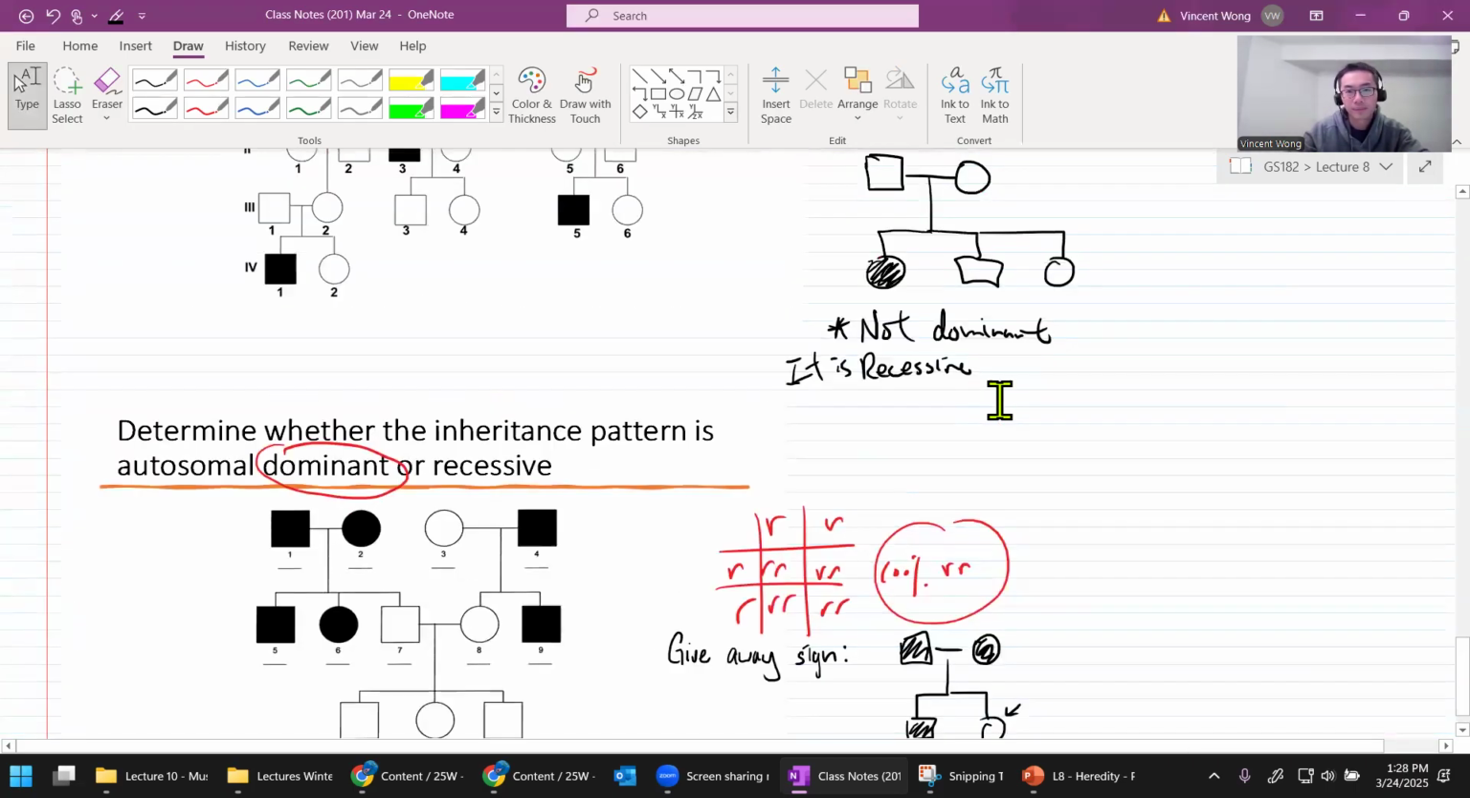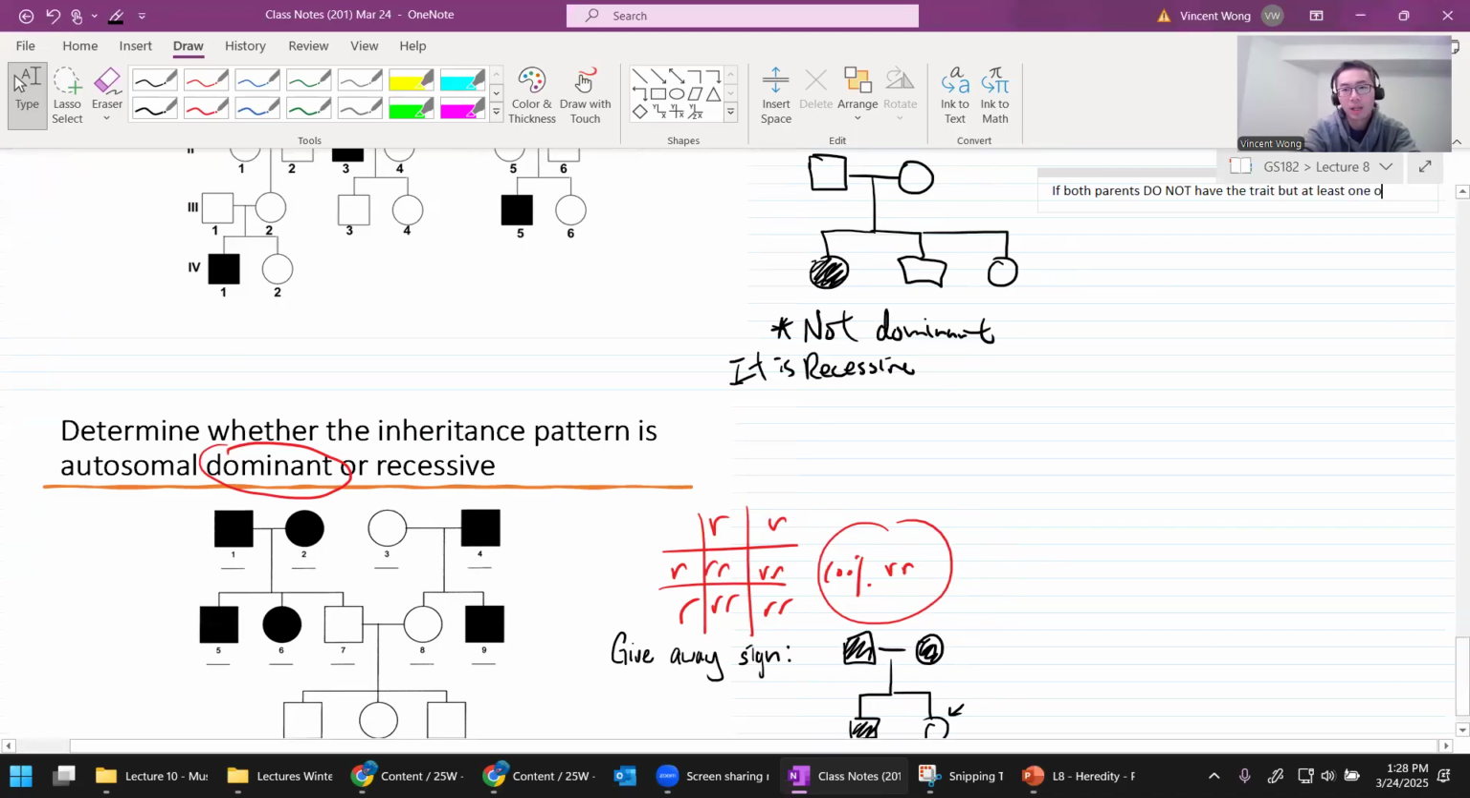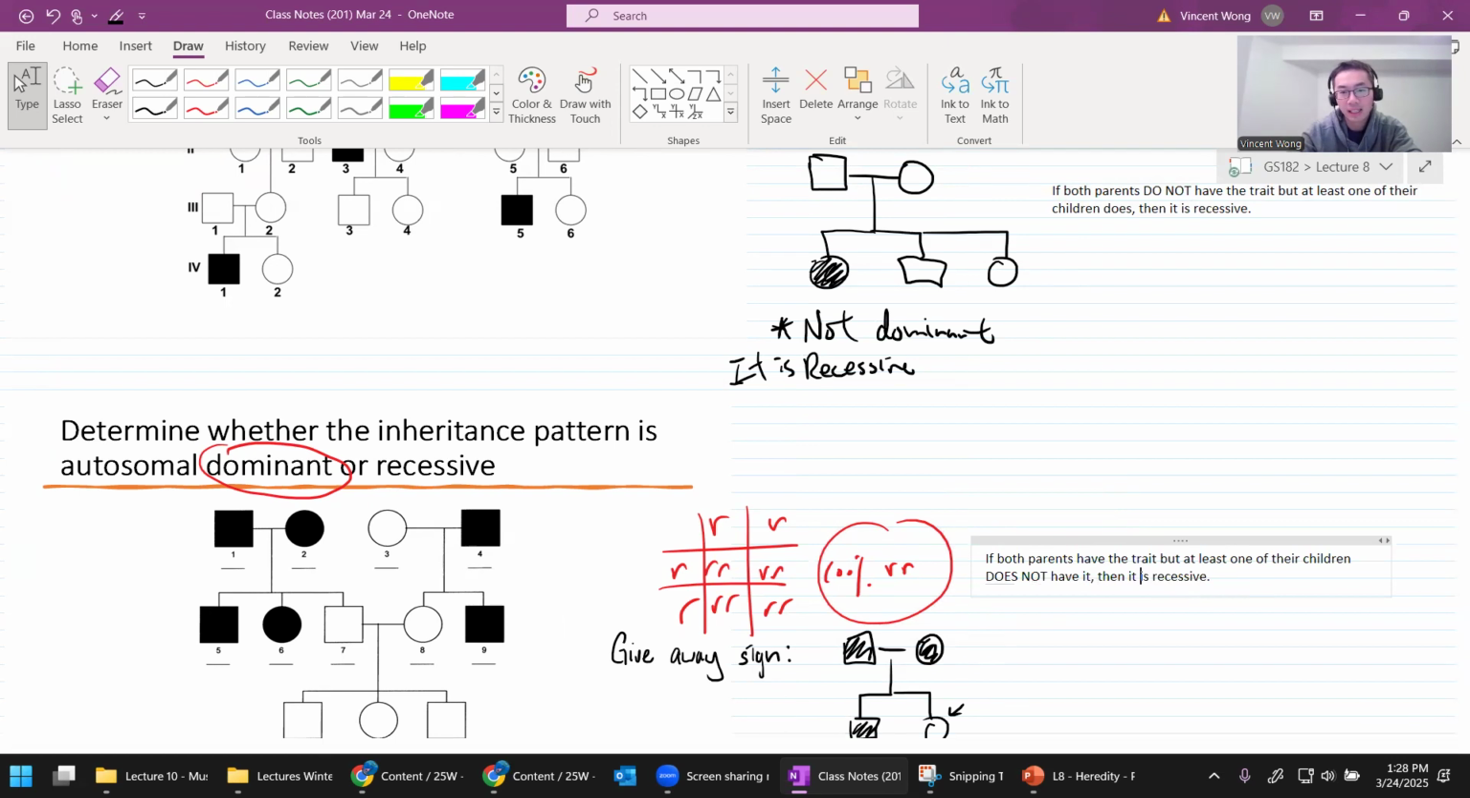I'll type it out for you for this one. If both parents do not have the trait, but at least one of their children does, then it is recessive. Over here, if both of the parents have the trait, but at least one of their children does not have it, then it is dominant.